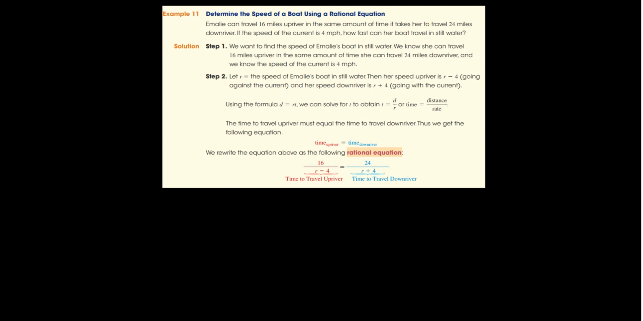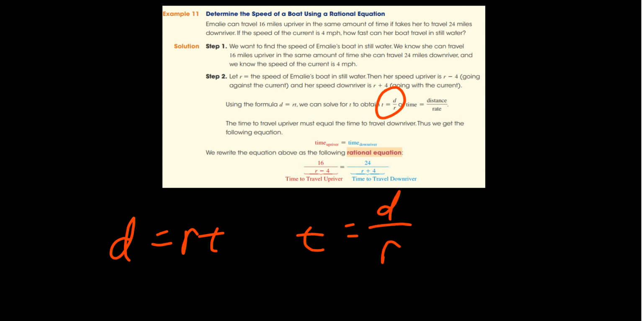Using the formula distance equals rate times time, we can solve for t by obtaining t is equal to d over r. So how do we do that? So let's just look at this again. Distance is equal to rate times time. How do we get to this point? Well, that's easy. We solve just for t. And solving for t would be time is equal to distance over rate, which is right here.